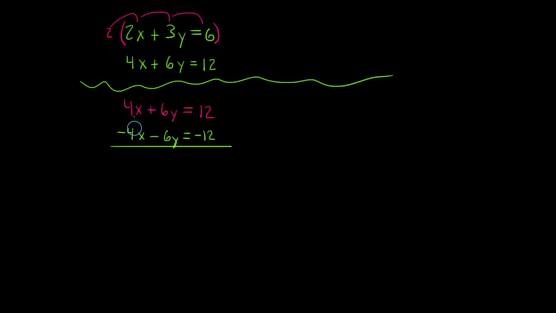So now these variables, if I were looking at x, they're additive inverses. It just happens that the y variables are additive inverses. So let's see what happens here. Well, these cancel out, and these cancel out. I'm going to choose a new color. I'm left with 0 is equal to 0. This is a true statement, and it tells us that these equations have an infinite amount of solutions.